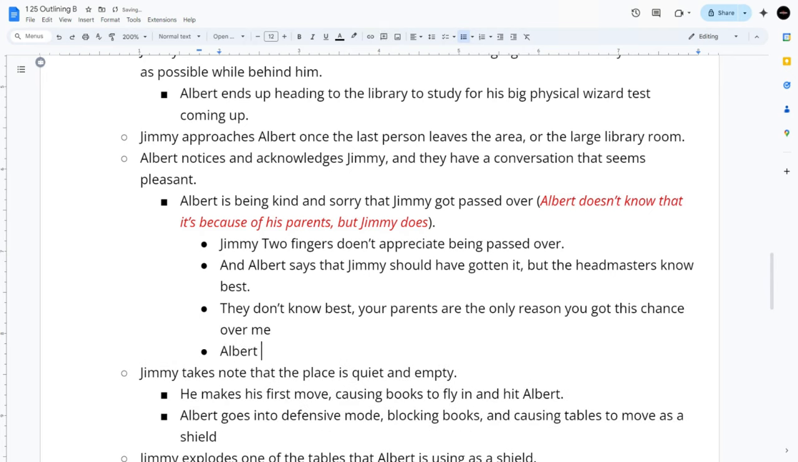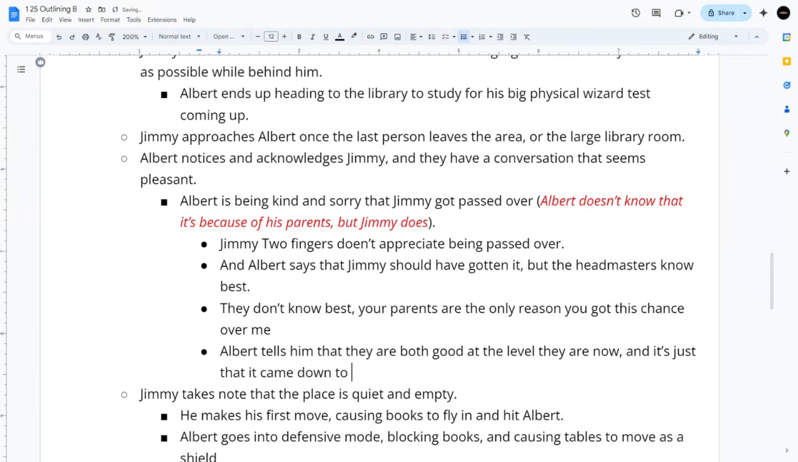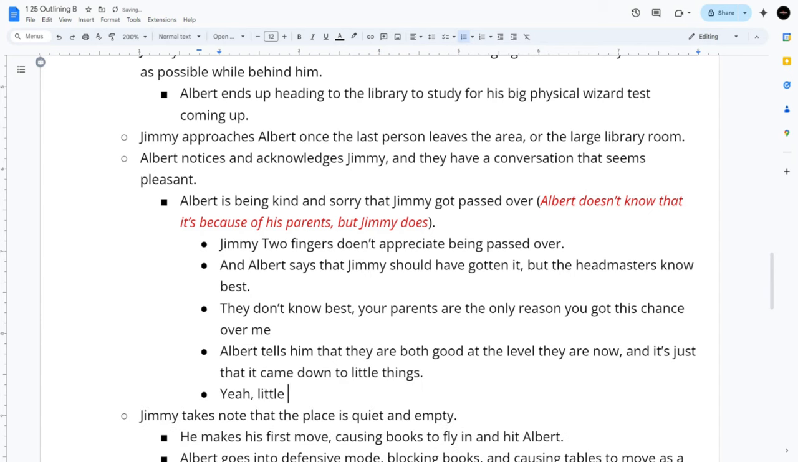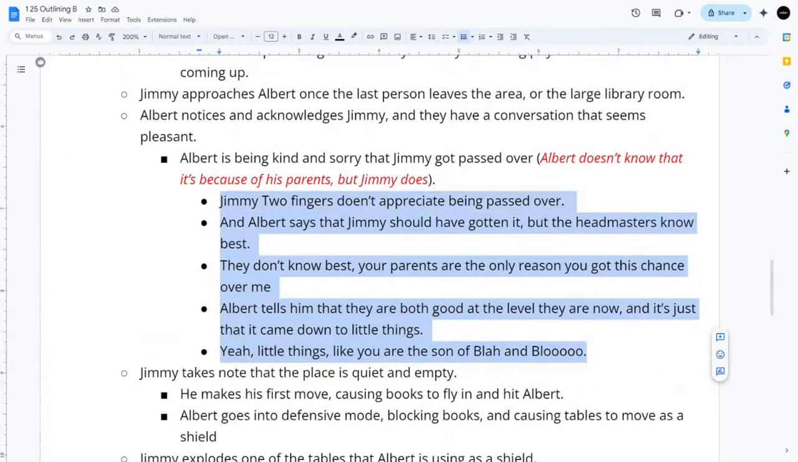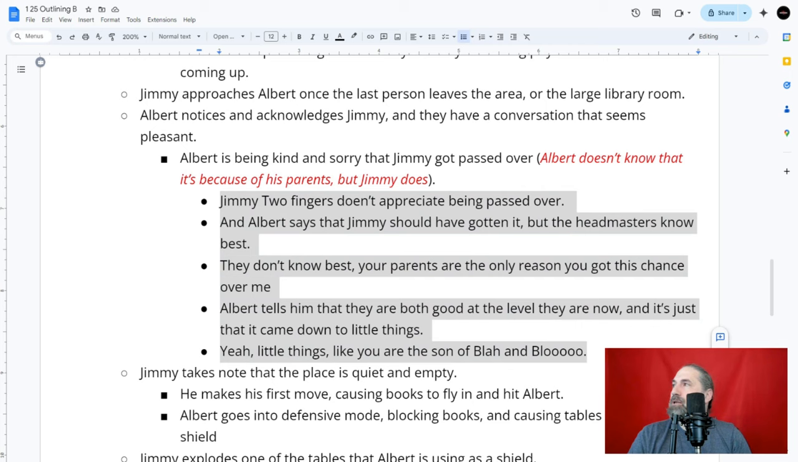And then Albert tells him that they are both good at the level they are now. It's just that it came down to little things. Yeah, little things, like you are the son of blah and blue. Okay, all right. So now we're creating a little bit. We're developing the character. We're weaving some character development in there. And if you notice, I know it's just silly right now, but we're doing some challenging of positions.